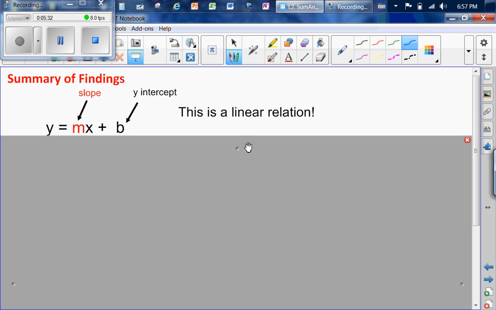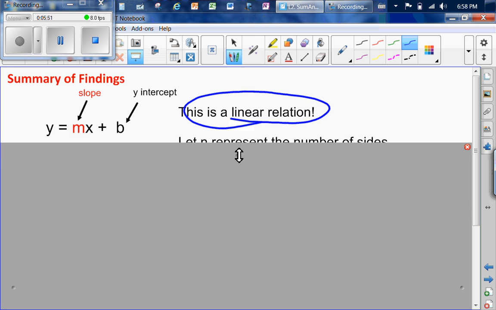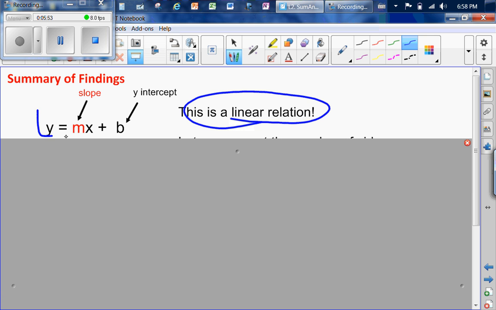So we know that this is a linear relation because as the x is going up by 1, the sum of the interior angles is going up by 180. So you have that constant rate of change. That means it's a linear relationship. Okay? Remember our linear relationships, we indicate that by y equals mx plus b. M is our slope, b is our y-intercept.